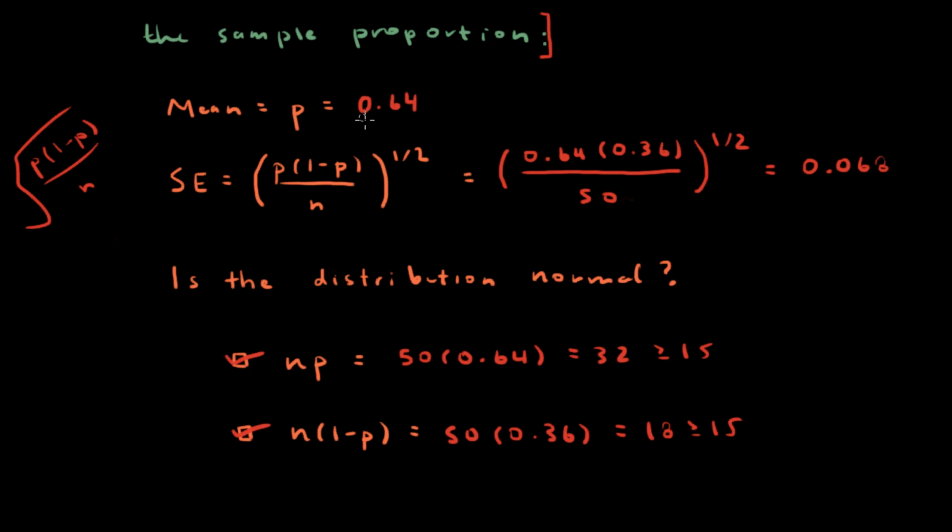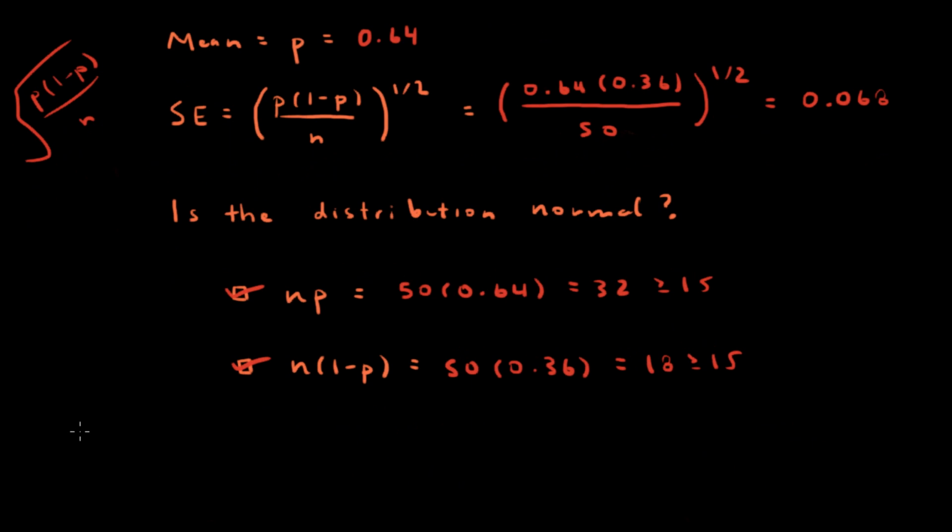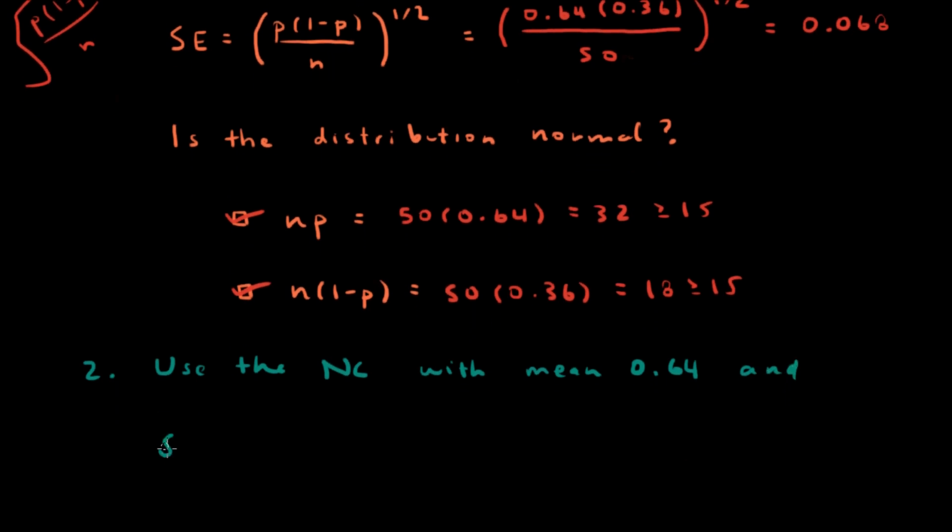So now we know the mean of the distribution, we know the standard error of the distribution, and we know that the distribution is normal. So the last thing you want to do is to use the normal calculator with the mean of 0.64 and standard error 0.068. So you're going to plug in the standard error where it asks for the standard deviation.